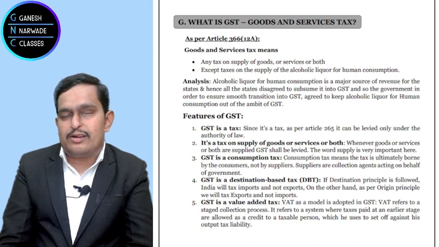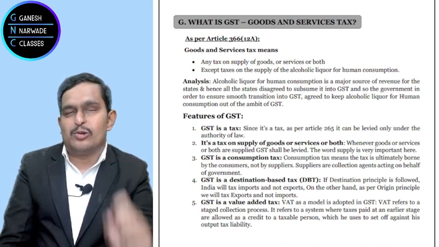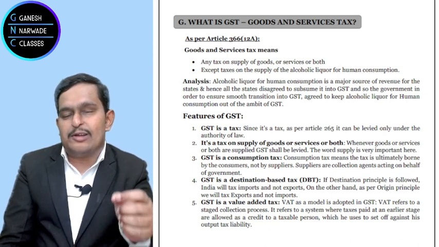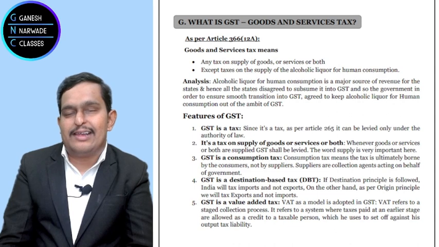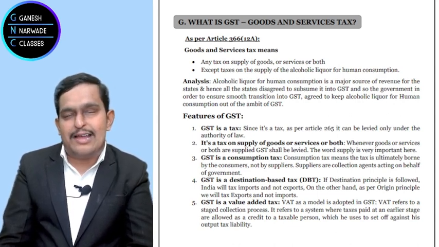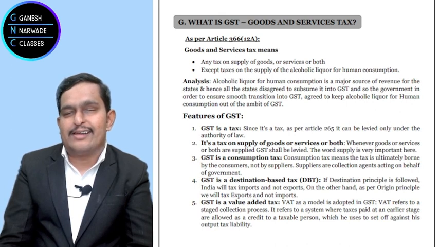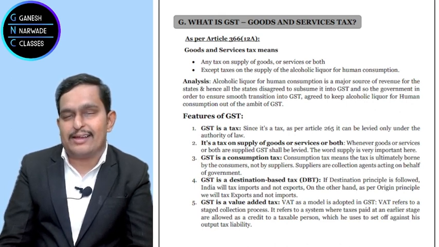Suppose I go and purchase a 10,000 worth mobile, 18% is the GST. I paid 10,000 into 18%, 1800 rupees. Correct? Now in this 1800, 900 will go to the central government and 900 goes to Telangana state. Why? Because the destination is in Telangana. Okay? Correct. Now last thing, GST is a value added tax.